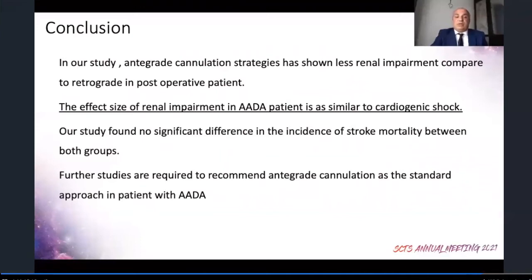And as a conclusion, in our study, antegrade cannulation has shown to have less renal impairment compared to retrograde in postoperative patients. The effect size of renal impairment in type A aortic dissection is similar to cardiac shock. Our study found no significant difference in the incidence of stroke or mortality between both groups. Of course, further studies are required to recommend antegrade cannulation as a standard approach in patients with type A aortic dissection. Thank you.